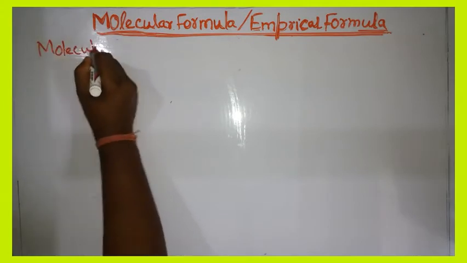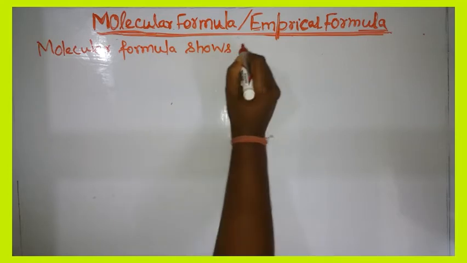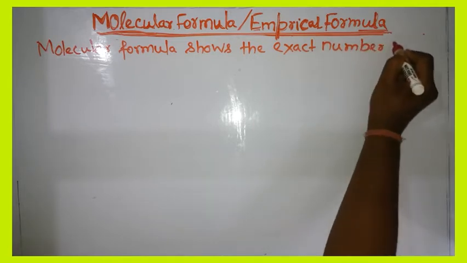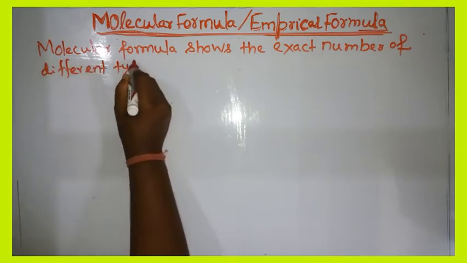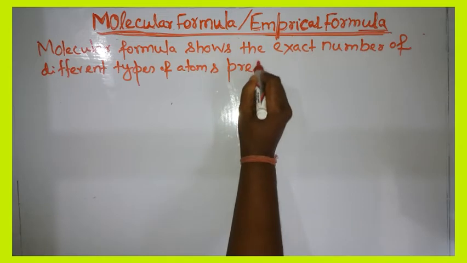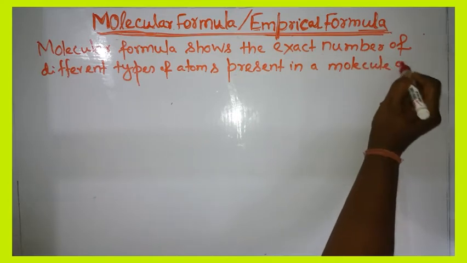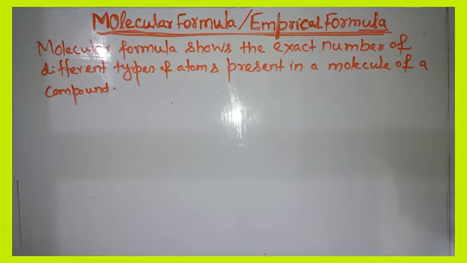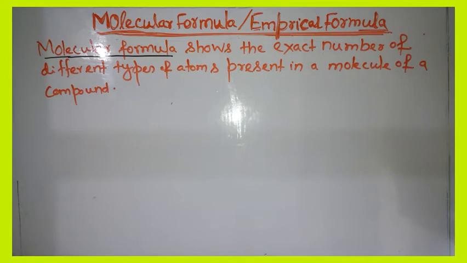Now, the molecular formula shows the exact number of different types of atoms present in a molecule of a compound. This is your molecular formula.